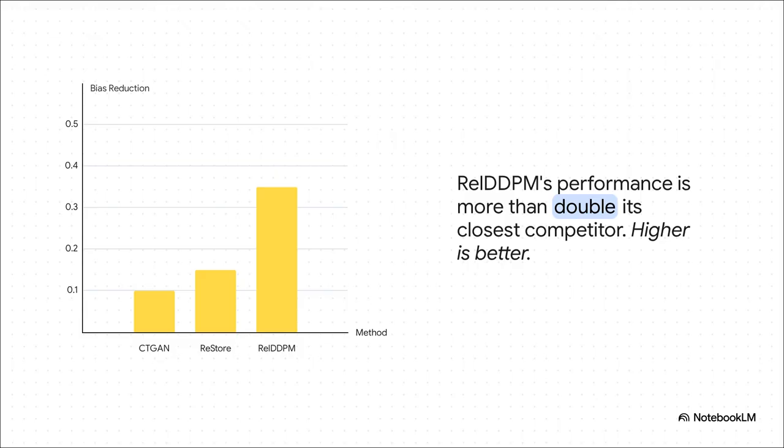Check out this chart. This shows how well the different methods did at fixing biased data. Higher is better, and, well, it's not even close. RelDDPM scored a 0.35, which is more than double its nearest competitor. This proves that this whole guided process isn't just a cool trick. It actually creates higher quality, more accurate data at the end of the day.